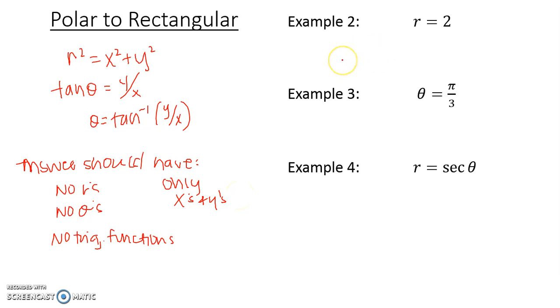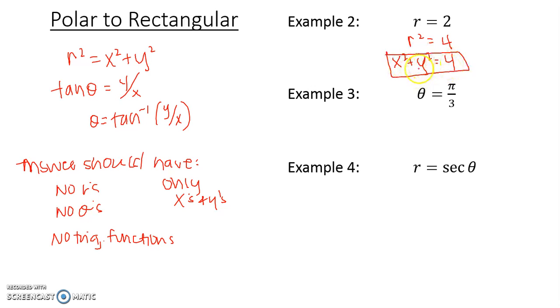Alright, so for example 2, I have r equals 2, which I can't just replace the r, so I'm going to go ahead and square both sides so that it's r squared. I have r squared equals 4. R squared is actually x squared plus y squared. So I have x squared plus y squared equals 4. At this point, there's no r's, no thetas, no trig functions, just x's and y's.